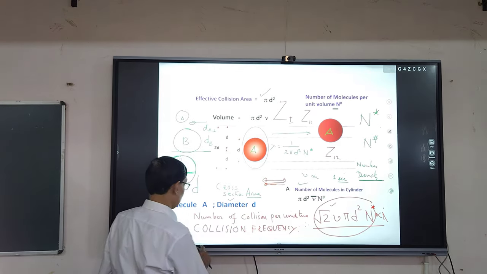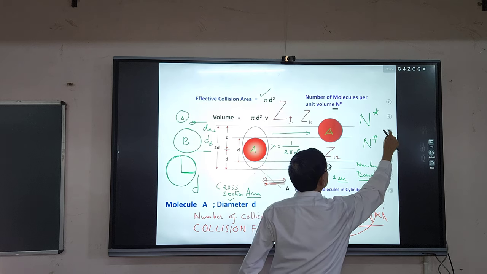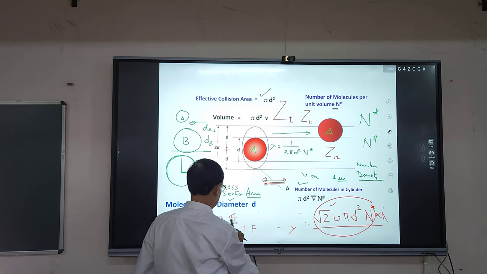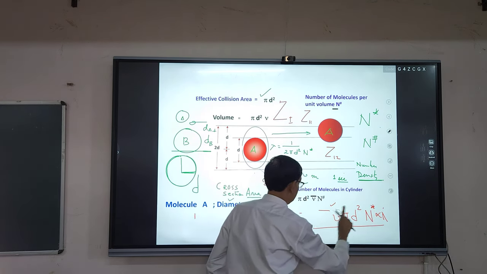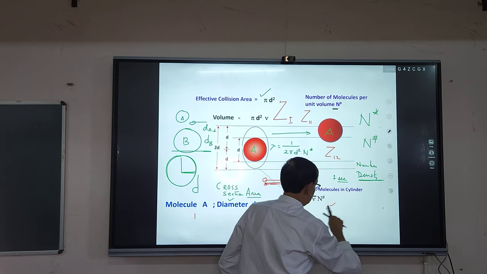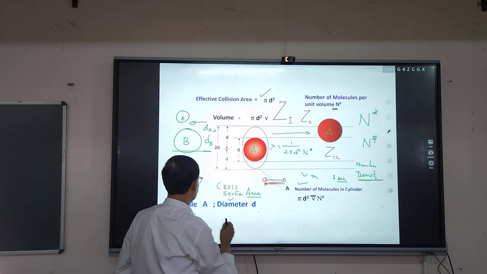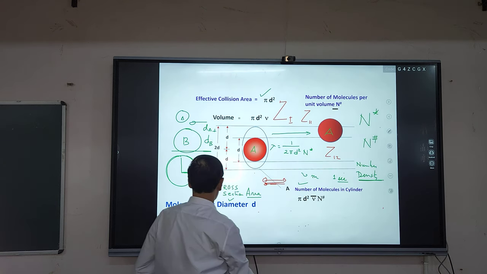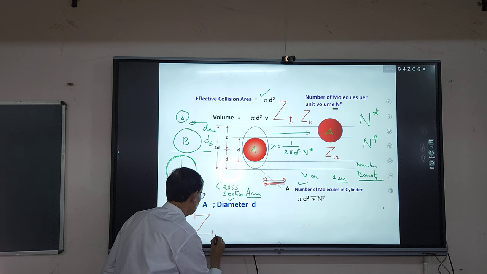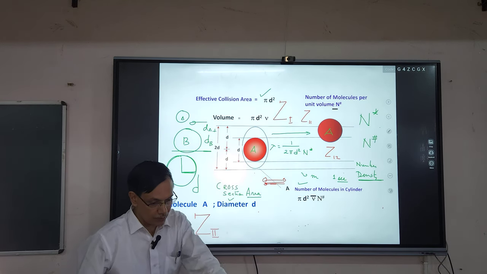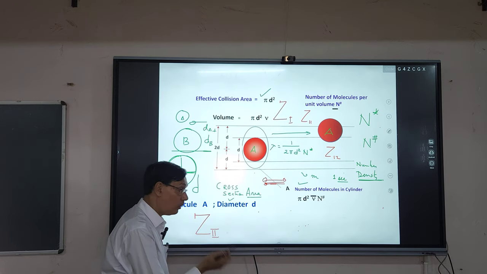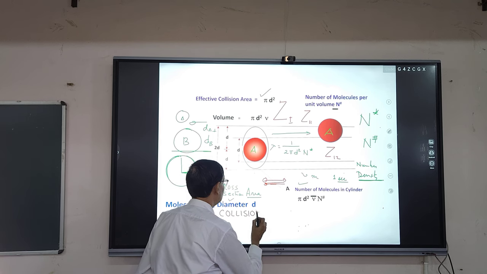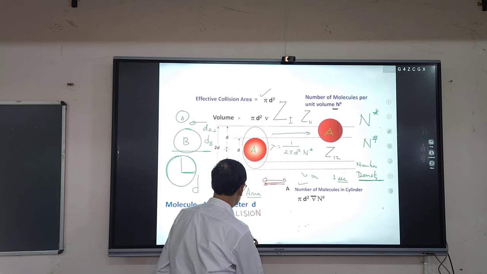So therefore the final equation is Z2, or in the book of Barendi it is written as collision density, or in some books it is collision rate, and that is equal to half.